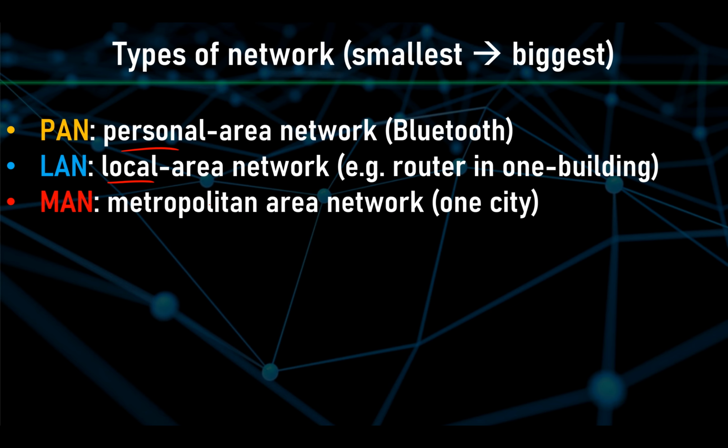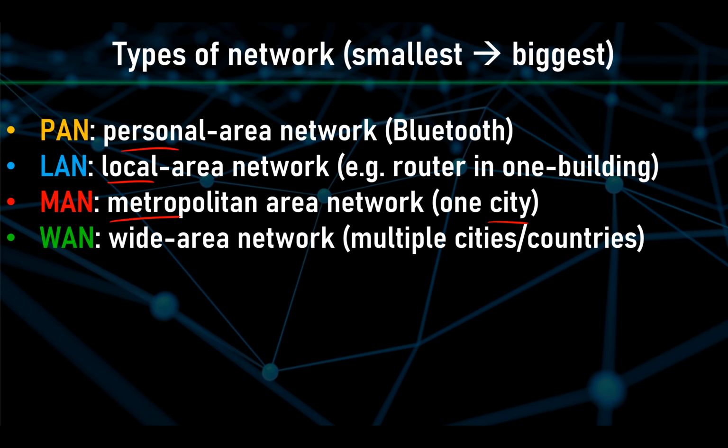Then if we think about a MAN, this is going to be a metropolitan area network. Metropolitan just means one city. So, for example, this can be like a city Wi-Fi. Maybe a city provides a free Wi-Fi, or let's say the subway system provides a free Wi-Fi. That would be like a metropolitan area network.